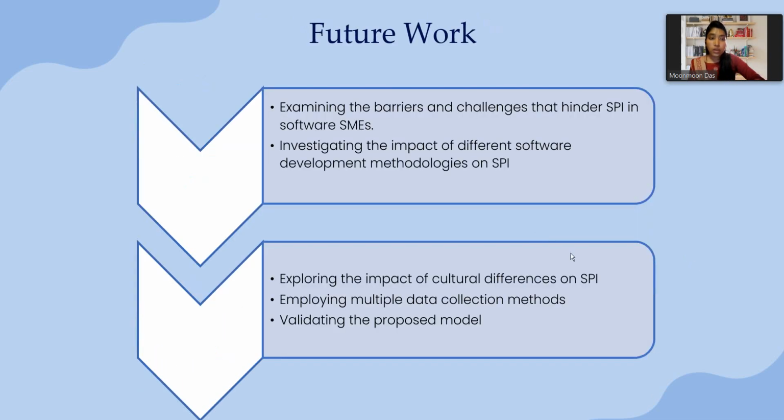Then future work. Some potential future research areas are included. They can examine the barriers and challenges that hinder SPI in software SMEs, investigating the impact of different software development methodologies on SPI, exploring the impact of cultural differences on SPI, employing multiple data collection methods, and validating the proposed model.